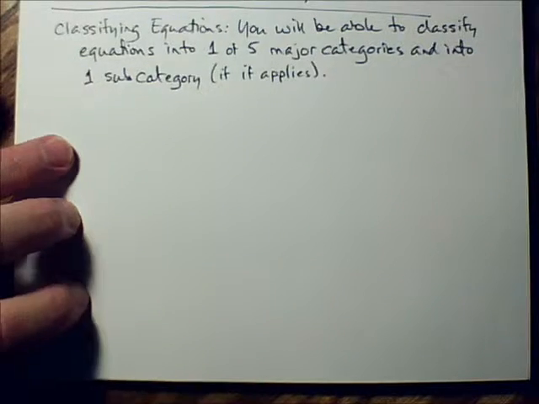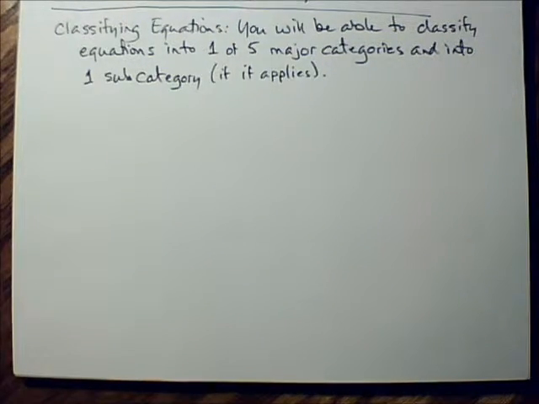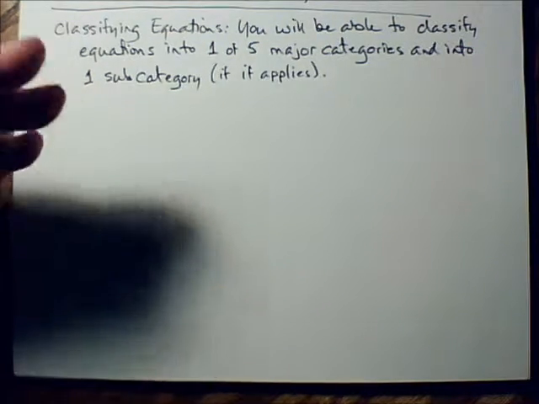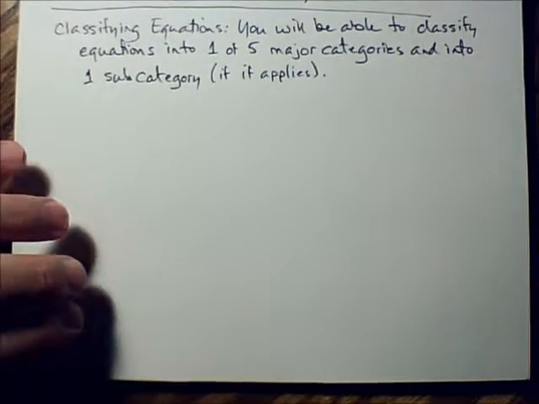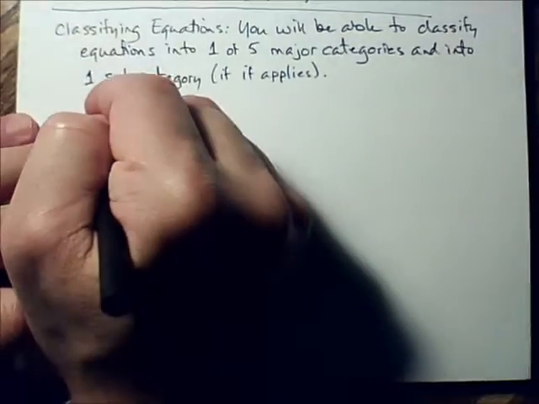So we'll be classifying equations into one of 5 categories. And then in one of those categories is also a subcategory. And if we come to that subcategory, then you've got to be able to classify it in 2 ways at one time. Okay? I'm going to give you the list of categories just so you have them. Okay?